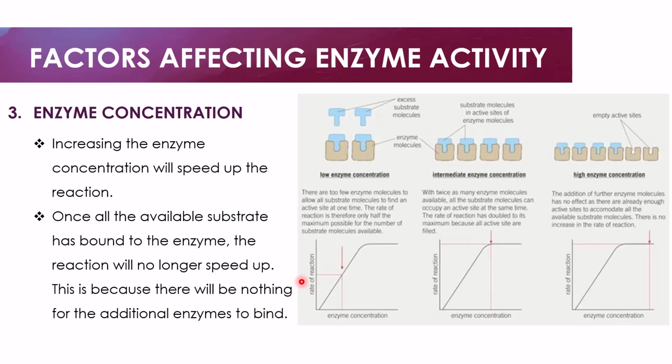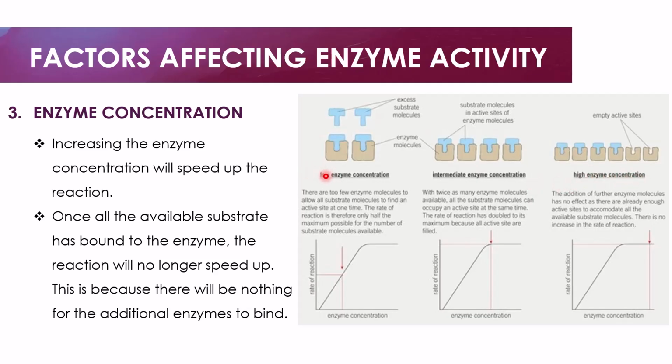What we also have to notice is that we have three main conditions related to enzyme concentration in an enzymatic reaction. These conditions are: at low enzyme concentration, at intermediate enzyme concentration, and at high enzyme concentration.